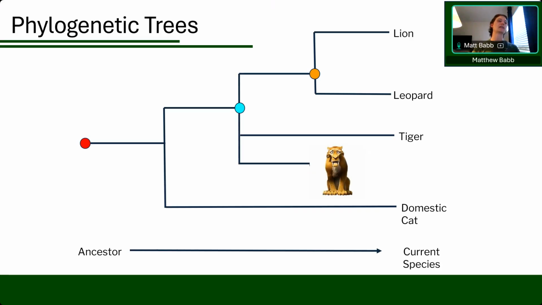And then lastly, what we can tell about domesticated cats is that they're related to all of them, but they're much more distantly related. So they go all the way back to the red dot.